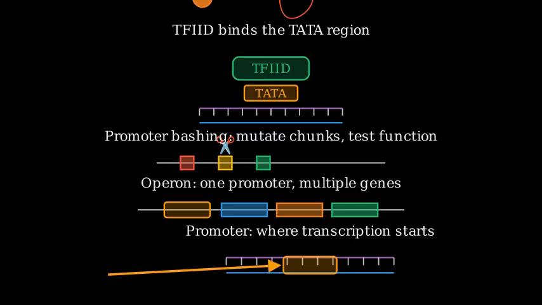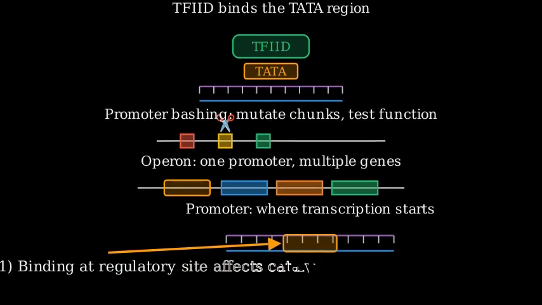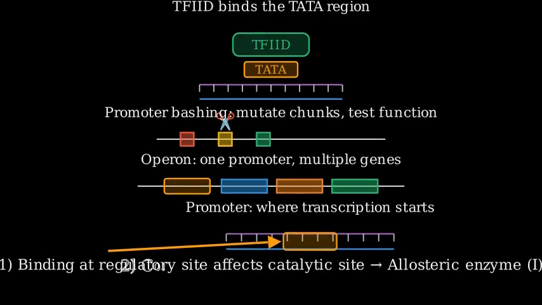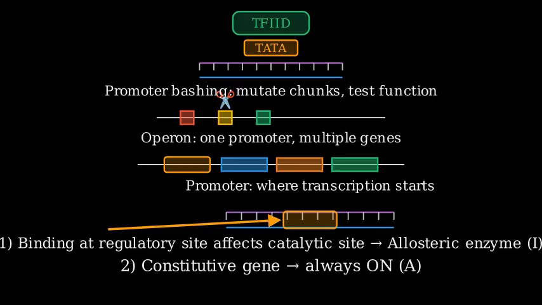To summarize our two matches, 1. Binding at a regulatory site affects a catalytic site. That is an allosteric enzyme. Letter I. 2. A gene that is expressed continuously. That is a constitutive gene. Letter A. Great work!